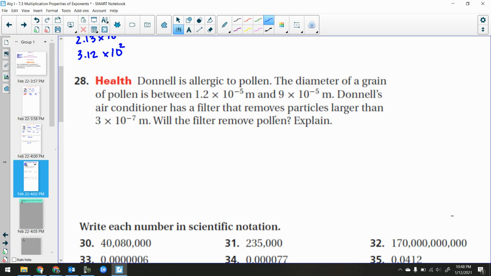Well, for it to remove the pollen, the pollen has got to be bigger than 3 times 10 to the negative 7th. Well, is a power to the negative 5 bigger than a power to the negative 7? Like the value here, the value is bigger here. So yes, it will remove it. Yes, it will remove it. Because the pollen is bigger than that, it will catch the pollen because it filters out the pollen.